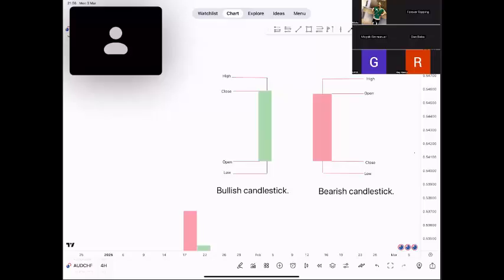Let me give an example. Let's assume the current price of your BTC is 80,000.